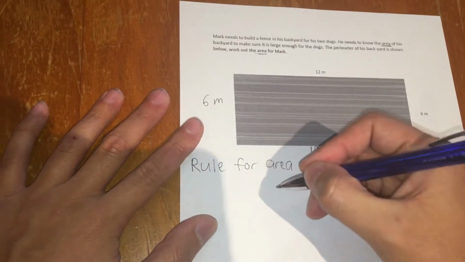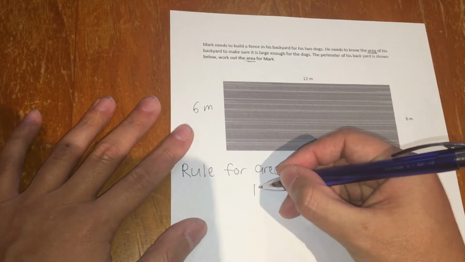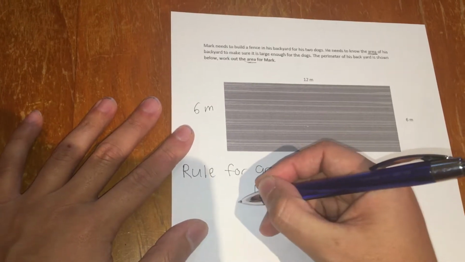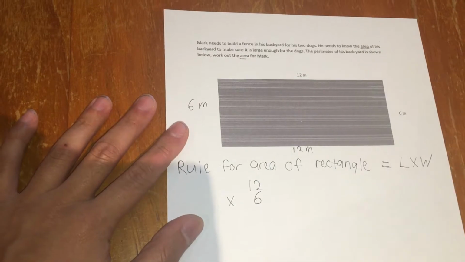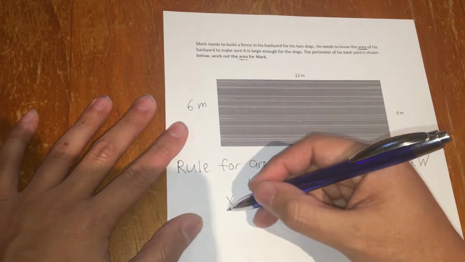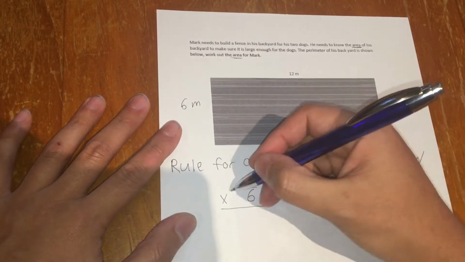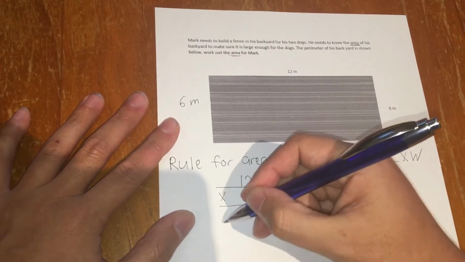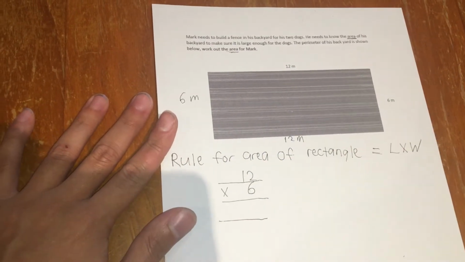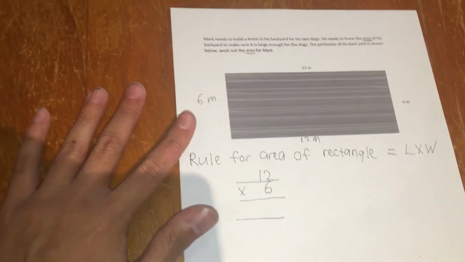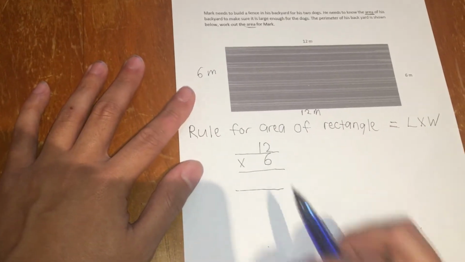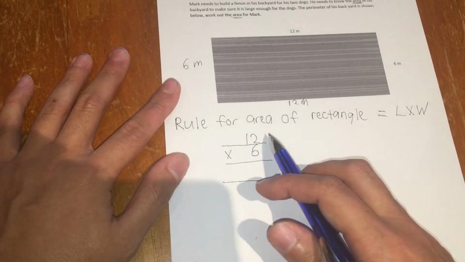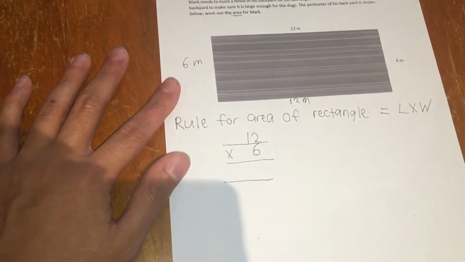So the length we know is 12. And we're timesing that by the width, which is 6. Okay, so that is our question. Okay, but how can we break this up to make it a little bit more simple? Okay, well first we can break it up into our ones and our tens. So we can times 6 by our ones and times 6 by our tens.